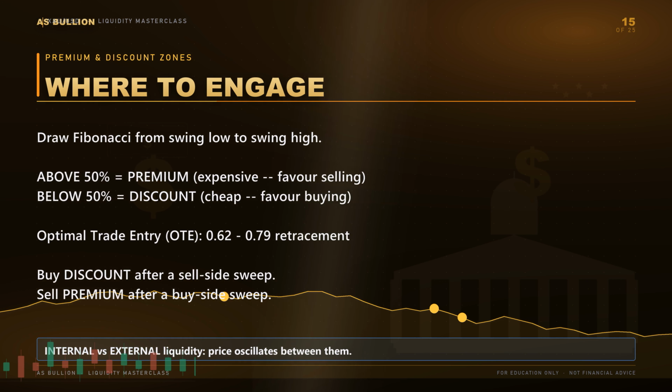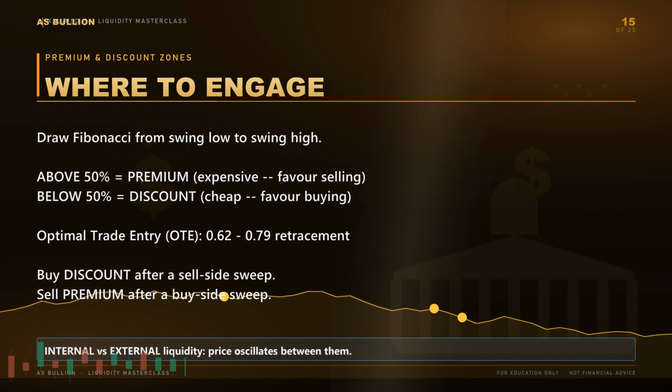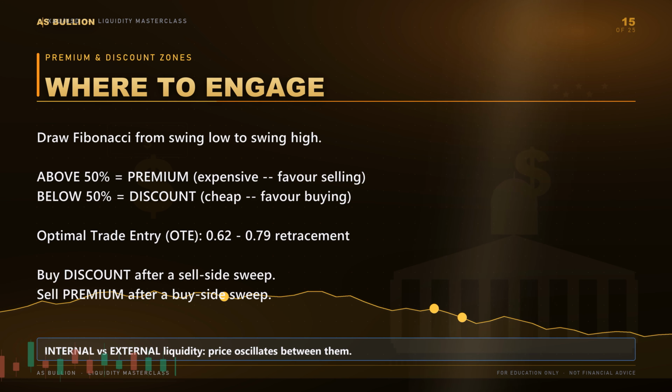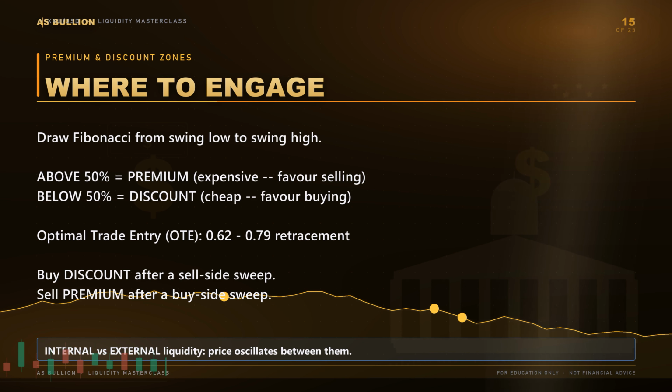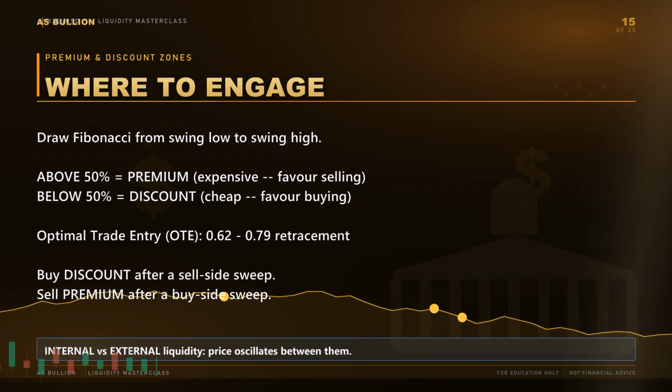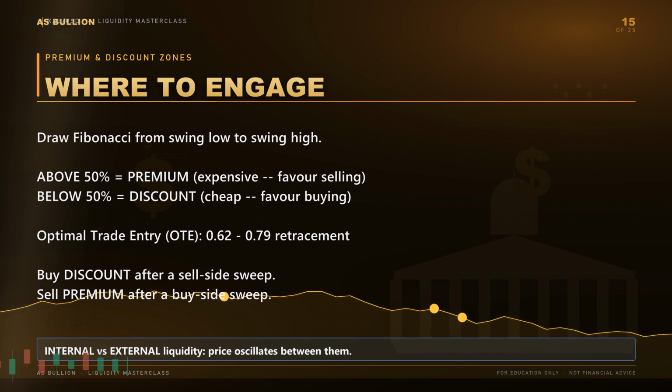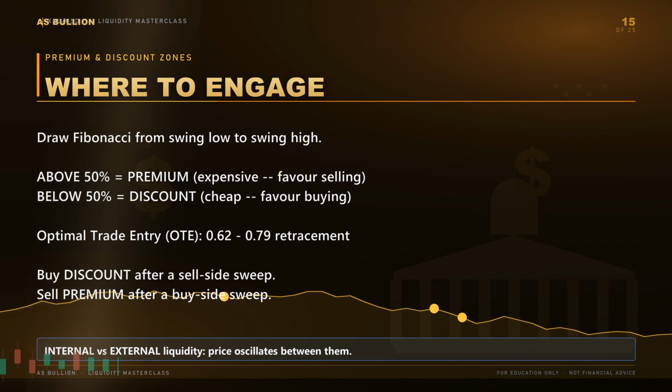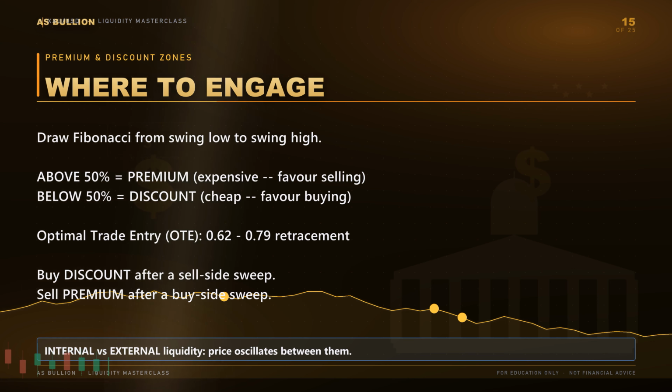Internal versus external liquidity. External liquidity is the obvious swing highs and lows that bound a range, the big pools. Internal liquidity is the fair value gaps and minor pools inside the range. Price typically oscillates between them. Take internal liquidity, reach for external liquidity, sweep it, reverse.